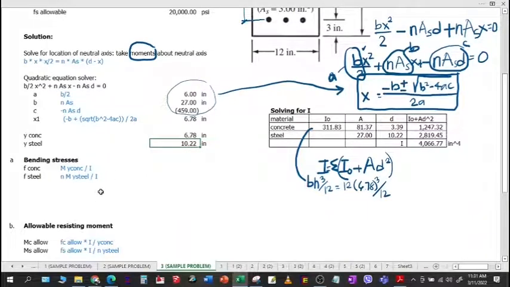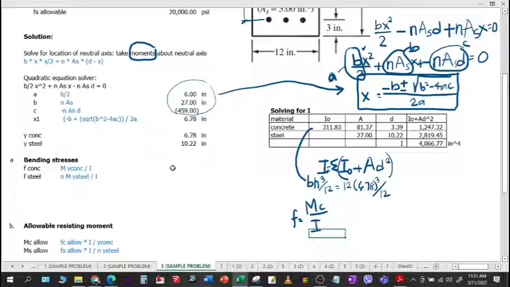So for the bending stresses, we always try to recall FB is MC over I. Okay, now here if we convert it to our particular problem, that will be M, and our C is Y concrete over I for concrete, and for steel, our Y here is the Y for steel, and then we multiply it with the modular ratio, which is 9.